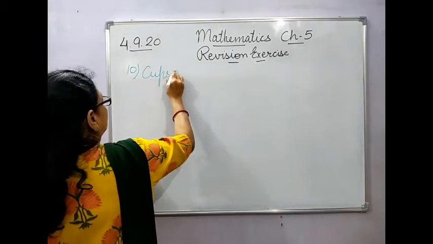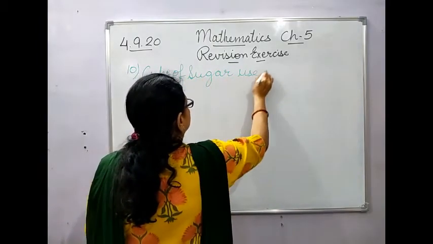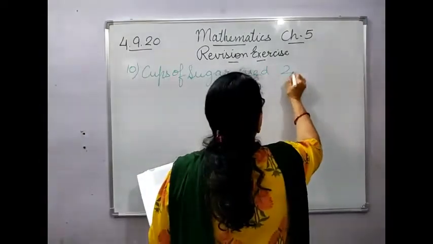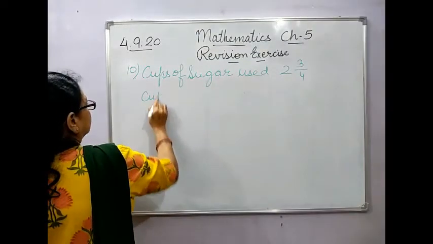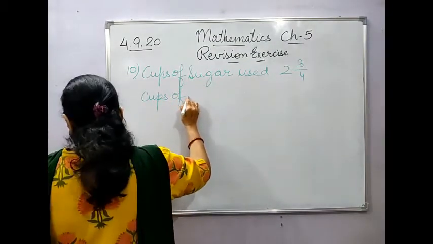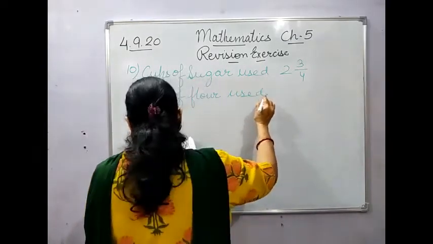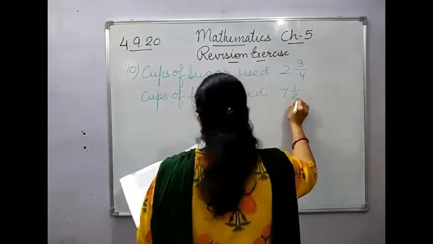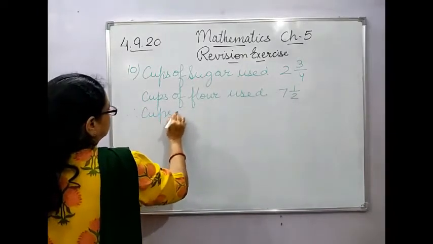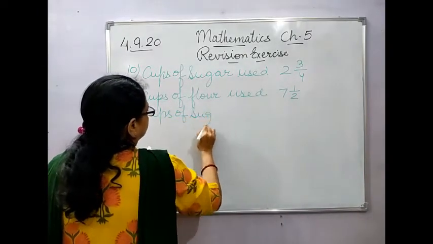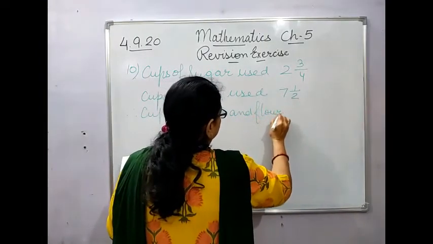Cups of sugar used. It is 2, 3 upon 4. Then cups of flour used. It is 7 upon 2. Therefore, cups of sugar and flour used.